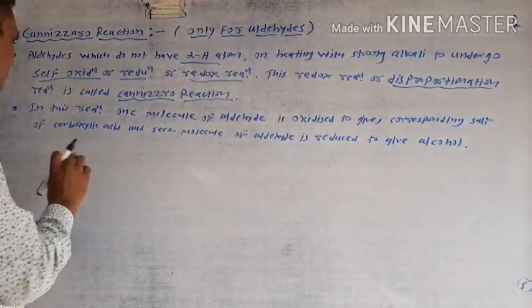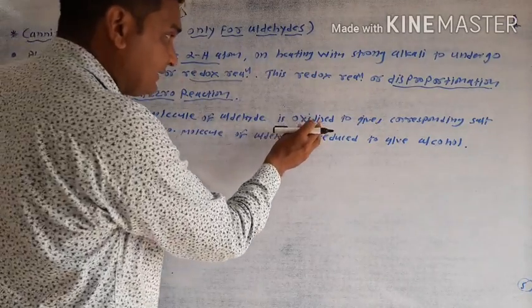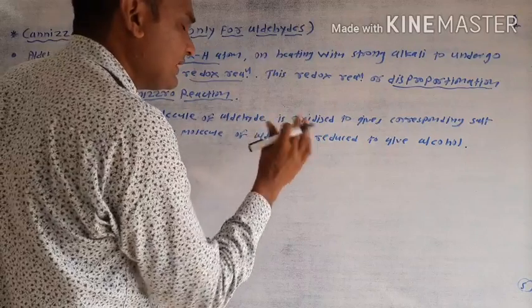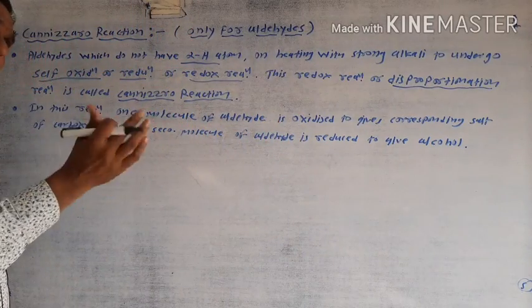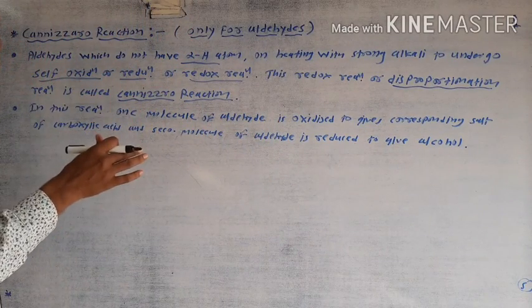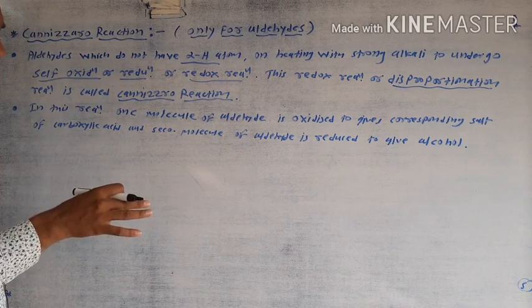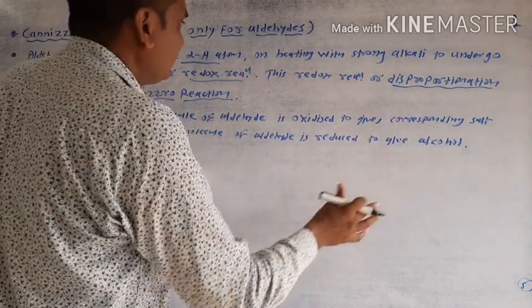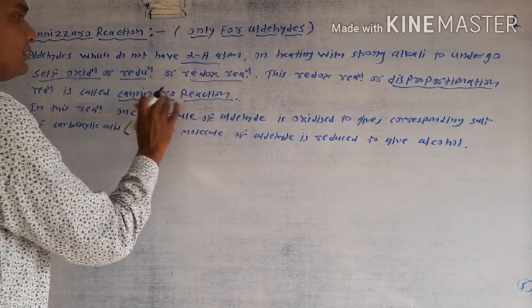Out of the two molecules, one molecule is oxidized and the remaining molecule is reduced. In this way, the reduction reaction and oxidation reaction take place simultaneously. That is why it is called a redox reaction, or also a disproportionation reaction, and this type of overall reaction is called a Cannizzaro reaction.